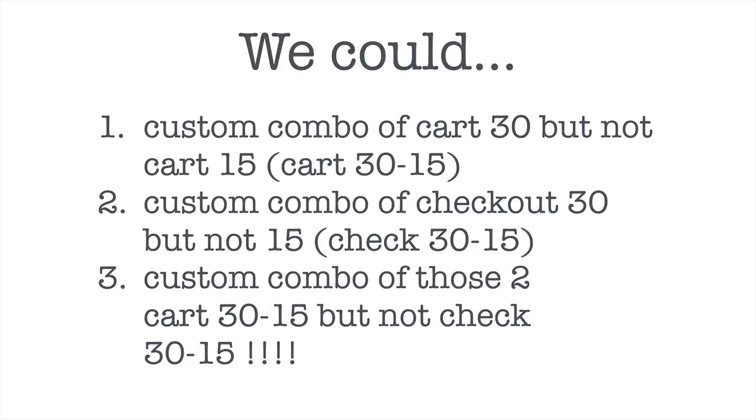The reason I like the grid is because I've rarely seen, in the thousands of AdWords accounts that I've looked at, I've rarely seen custom combinations either A, set up well, and then B, used well and properly in the account. To do this, the first thing we need to do would be to create a custom combo of everybody on our cart, people that viewed the cart, 30-day list, but not, a bit of Boolean logic for you, but not people on our cart 15 list.